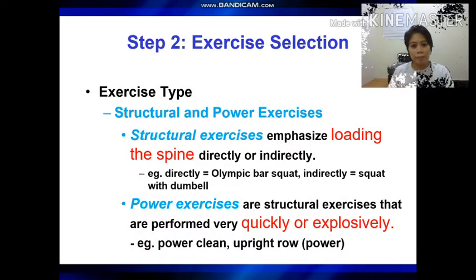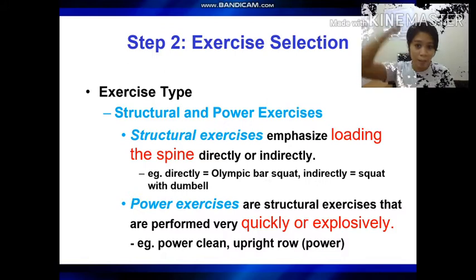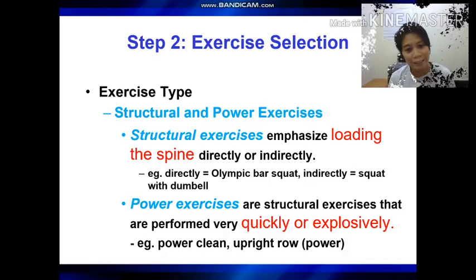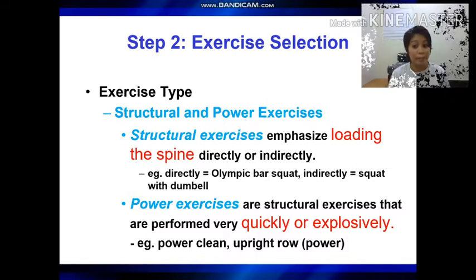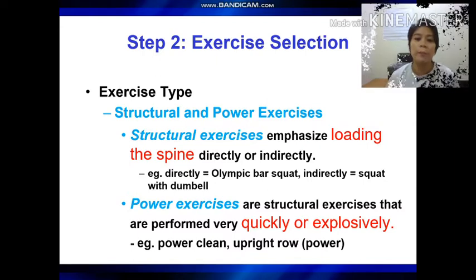And then another exercise type, still in step 2: structural and power. Structural exercises emphasize loading the spine, directly or indirectly. For example, direct will be the Olympic bar squat. Indirectly, squat with dumbbell, where the movement goes downward.